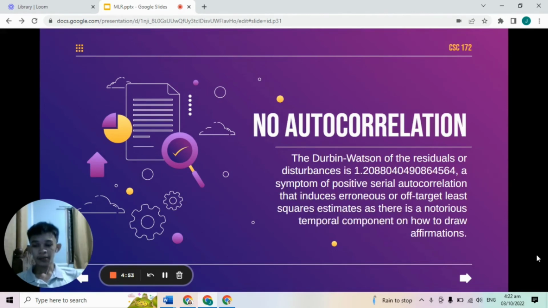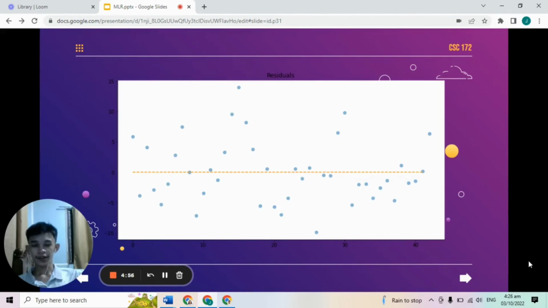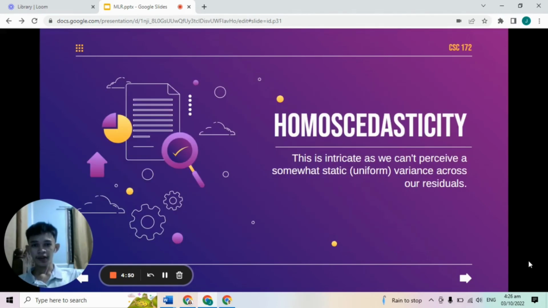No autocorrelation between residuals or error terms. The Durbin-Watson of the residuals or disturbances is 1.2088040490864564, a symptom of positive serial autocorrelation that induces erroneous or off-target least squares estimates, as there is a notorious temporal component on how to draw inferences. Homoscedasticity. This is intricate, as we can perceive a somewhat static or uniform variance across our residuals.